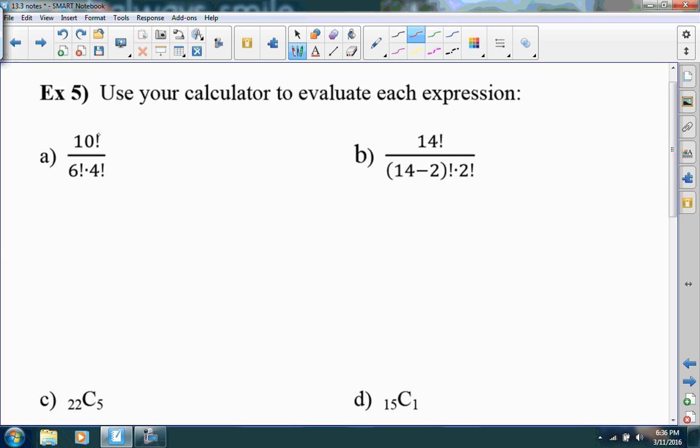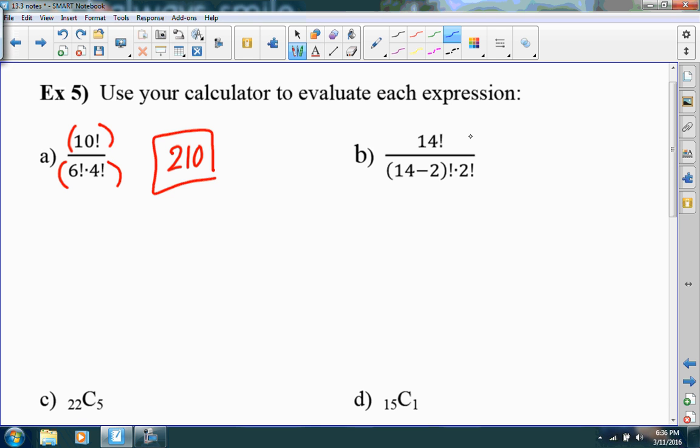Okay, so when you evaluate this one, you want to do 10 factorial, and probably put it in parentheses, divided by, and then do another parentheses, 6 factorial times 4 factorial. But when you evaluate that, you should get 210. And again, if you want to type it in one big expression, you can, or if you want to do 10 factorial, get an answer, 6 factorial, get an answer, 4 factorial, get an answer, multiply those together, and then divide the 2, that's okay. You can do it in multiple steps. I always say it's better to do it in multiple steps, so that way you make sure you get the answer correct.